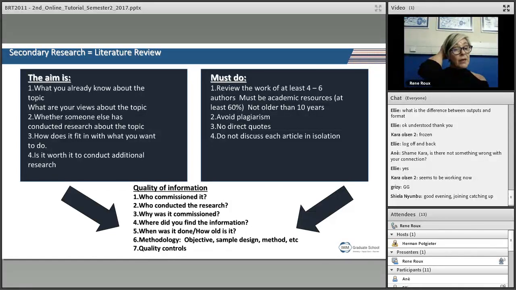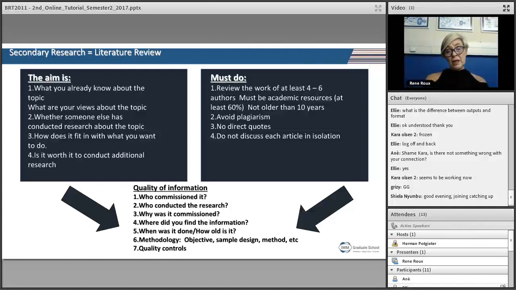So yes, secondary research, the aim is to find out what you already know about the topic, what the views are about the topic, what someone else's views on this topic are, how it fits in with what you want to do, and whether it is worth it to conduct additional research. And you must make sure that when you do secondary research, you at least try and find 4 to 6 different authors, different sources, and they must be academic.